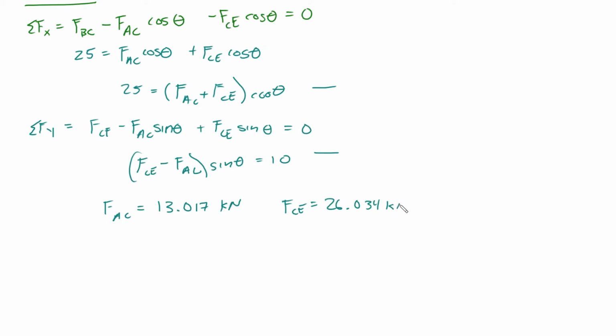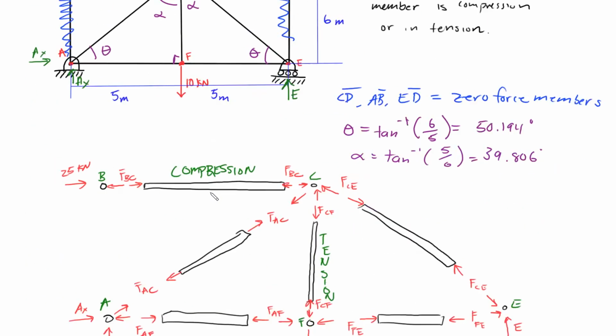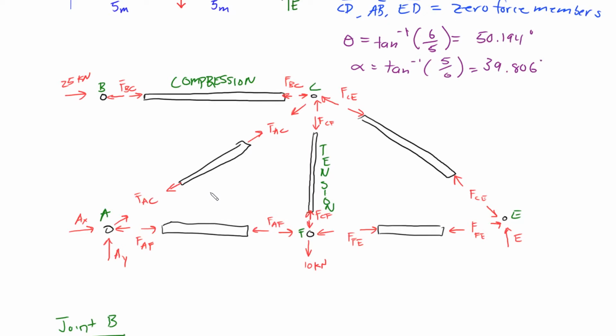26.034 kilonewtons. So what we can say is that since these values are positive, I drew the reaction forces in the diagram correctly. So what we can say is that FAC, or the member AC, is in tension, as correctly drawn here. This is in tension. And member CE, which is this one, is in compression.